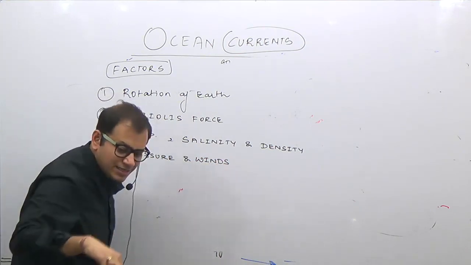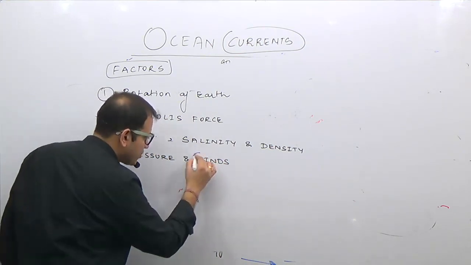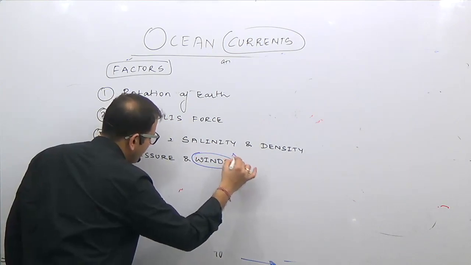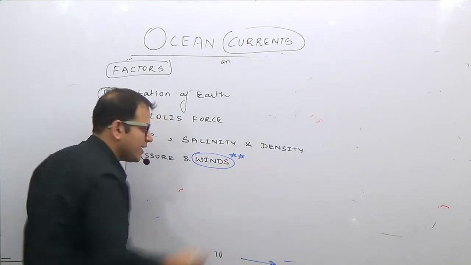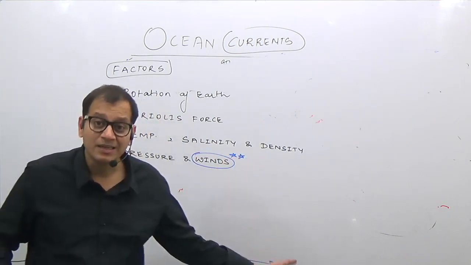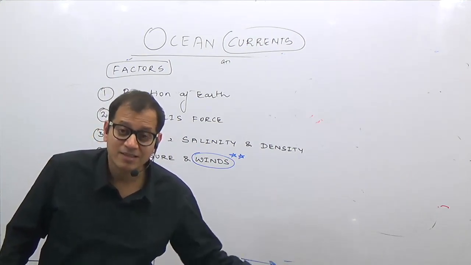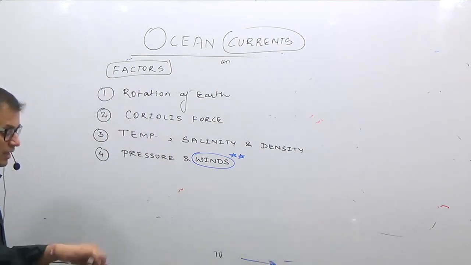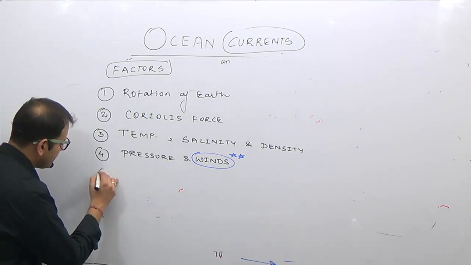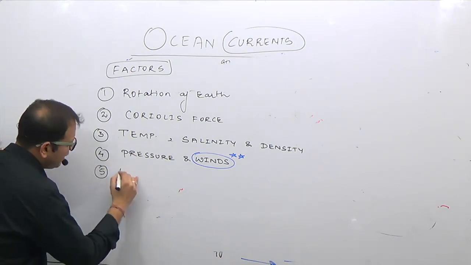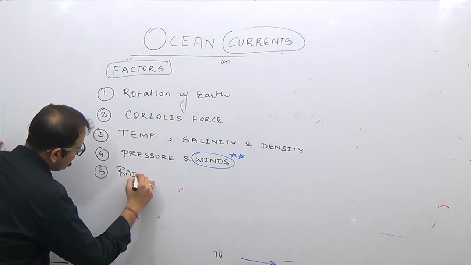Most of the ocean currents in the world follow the direction of the prevailing winds. We have done this again and again. I have told you, shown you with the example of the northeast and southeast monsoon too. Rainfall and evaporation are a minor factor.